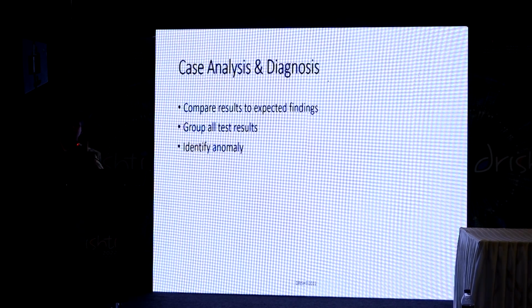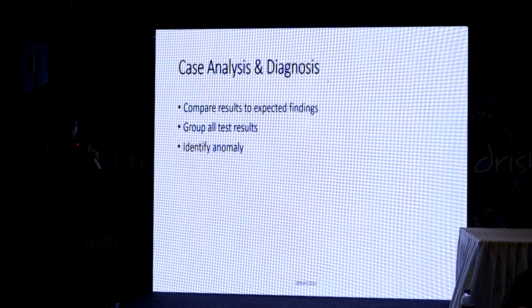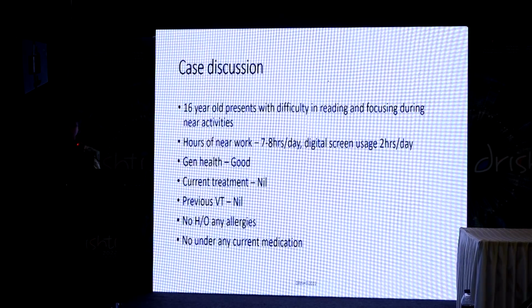So now that you have the results in hand, you've run all the battery of tests that you could do, both sensory evaluation, motor evaluation, vergence testing, accommodative testing, you need to compare the results to the expected findings or the normative data. Then you group all the test results and then you identify the anomaly. Once you've identified it, you will come to the next step, which is management.